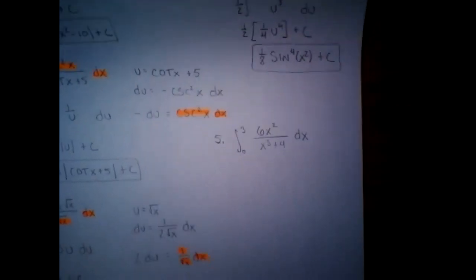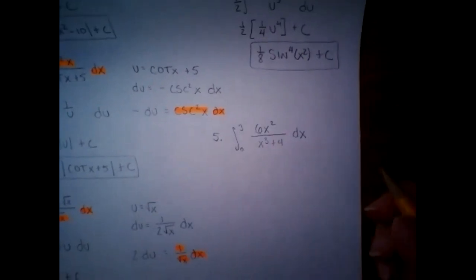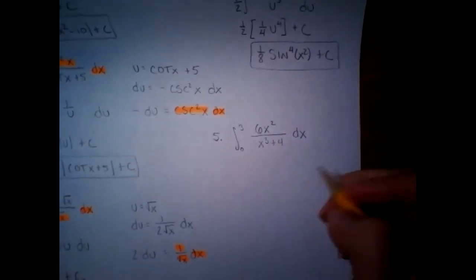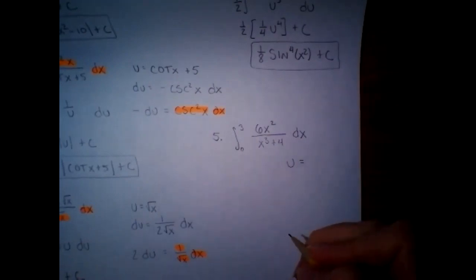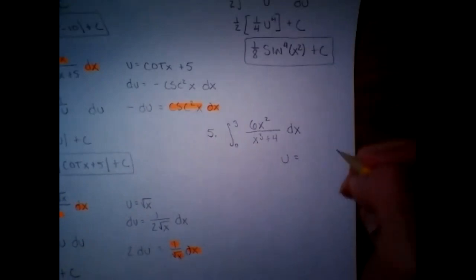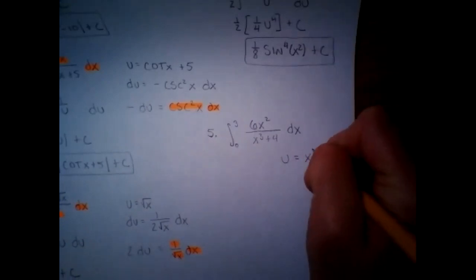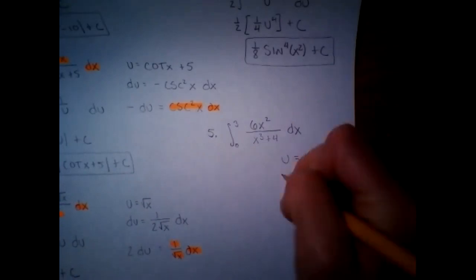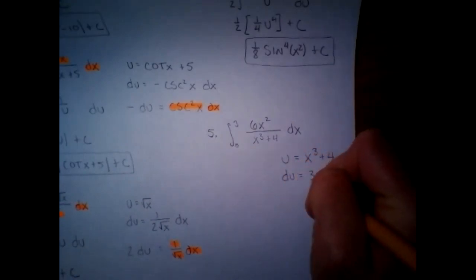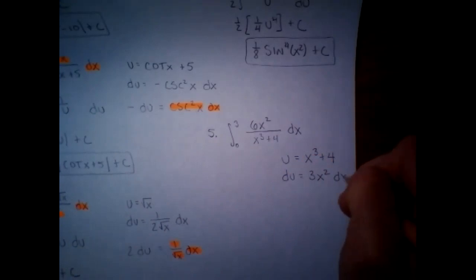All right, guys, let me go ahead and go over this one for you. So what did you guys let u equal for this one? What did you pick? Yeah, good. Like the denominator. Yeah, the thing with the highest power, or when you're not sure, just pick the denominator. Perfect. All right, so that derivative is 3x squared dx.